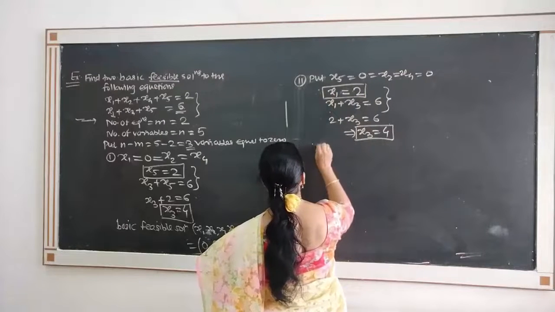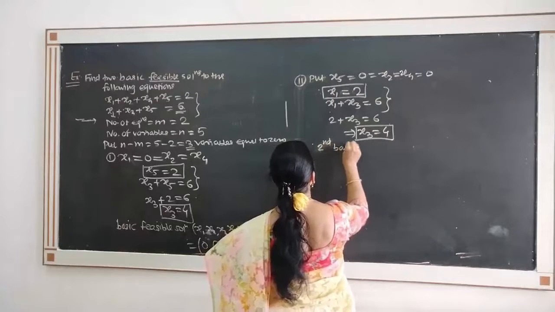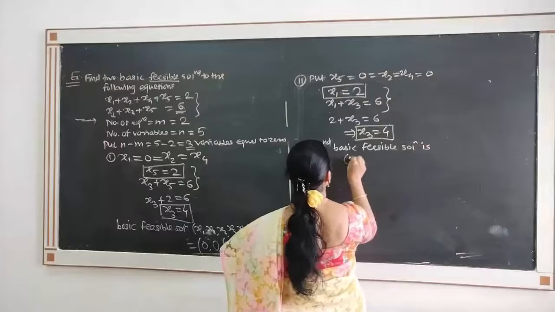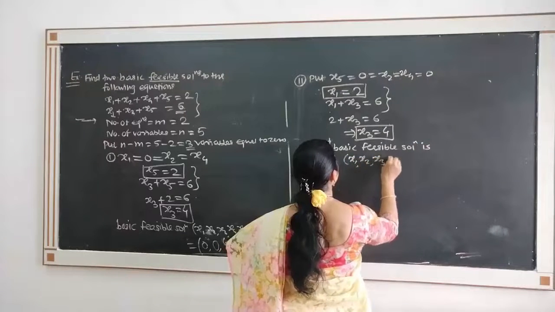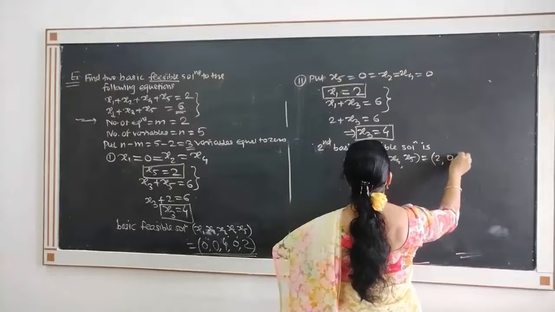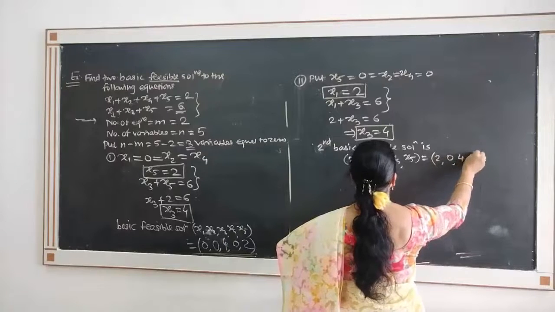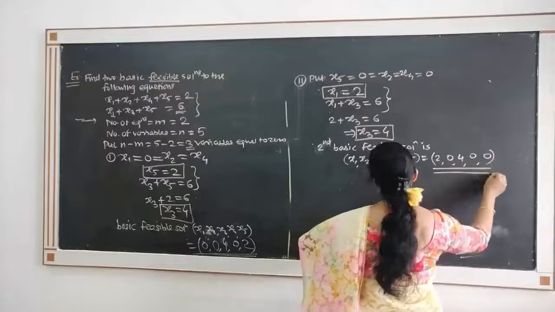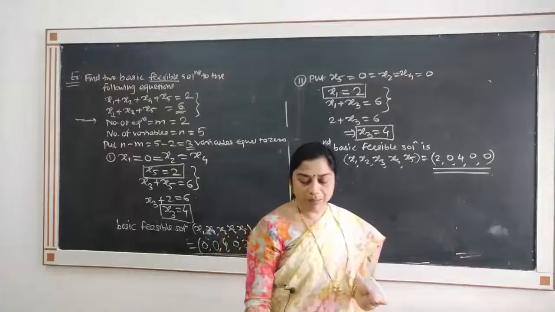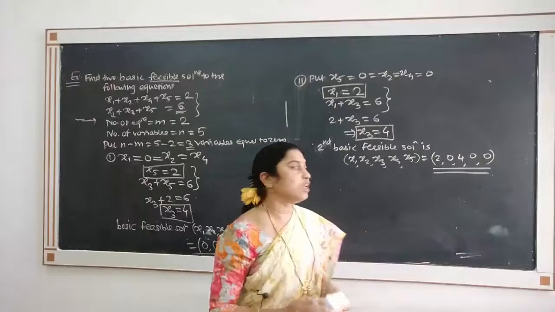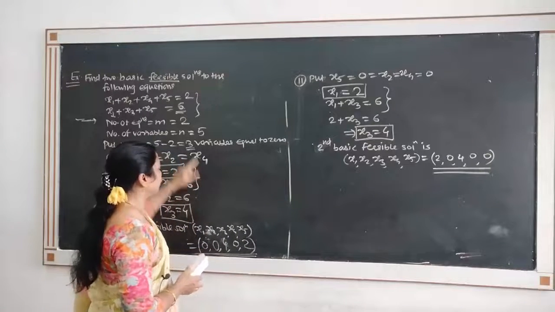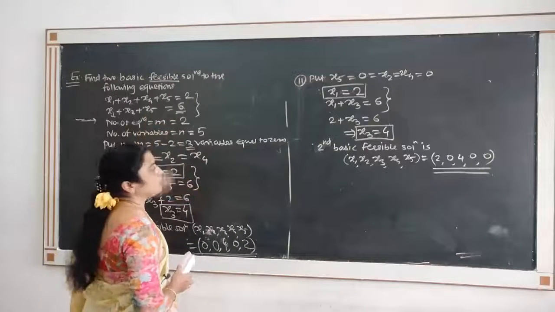So what is the second basic feasible solution? The second basic feasible solution is x1, x2, x3, x4, x5 equal to x1 is 2, x2 0, x3 is 4, x4 0 and x5 0. So this is the second basic feasible solution. Basic feasible solution means it should satisfy all the constraints together with the non-negativity constraint. So this is our second basic feasible solution. This is the first basic. It should satisfy all the constraints simultaneously.